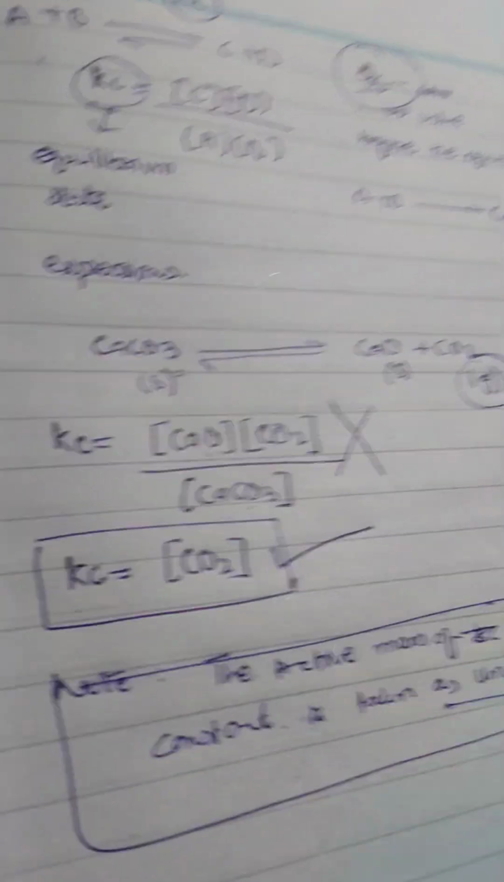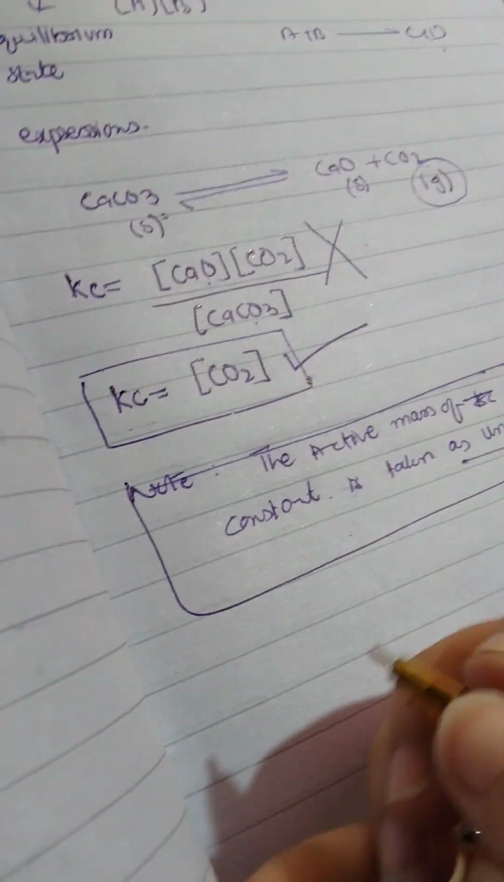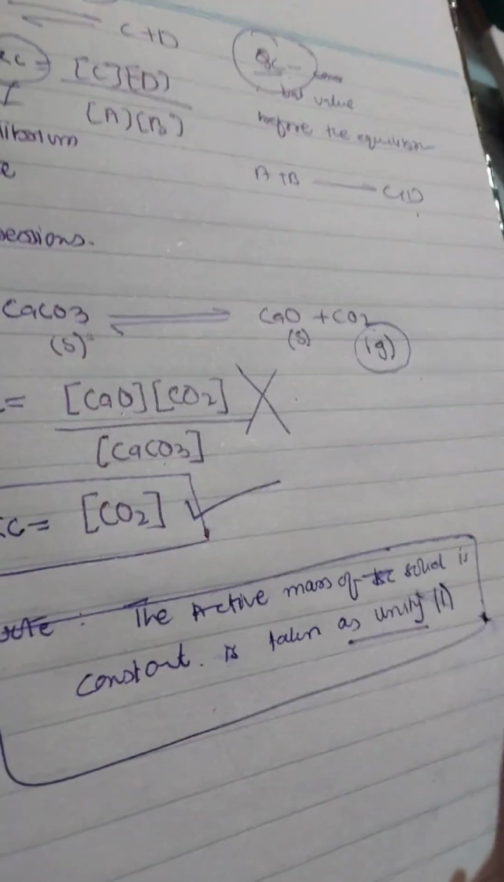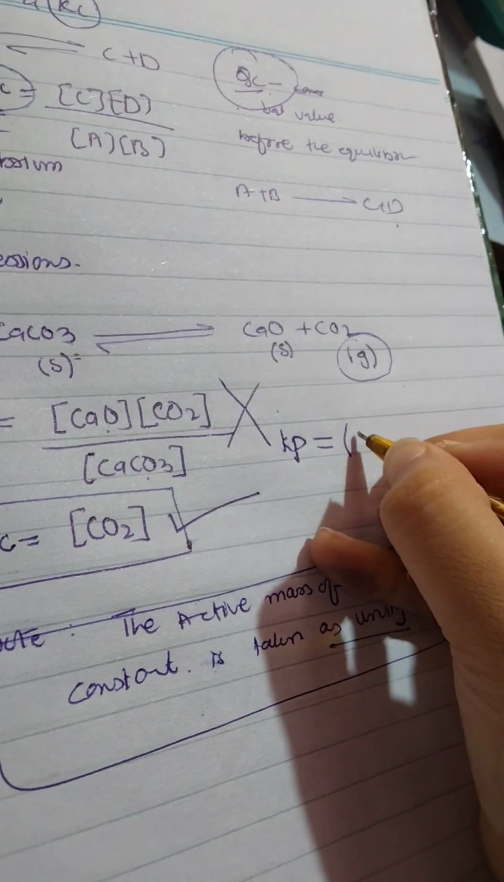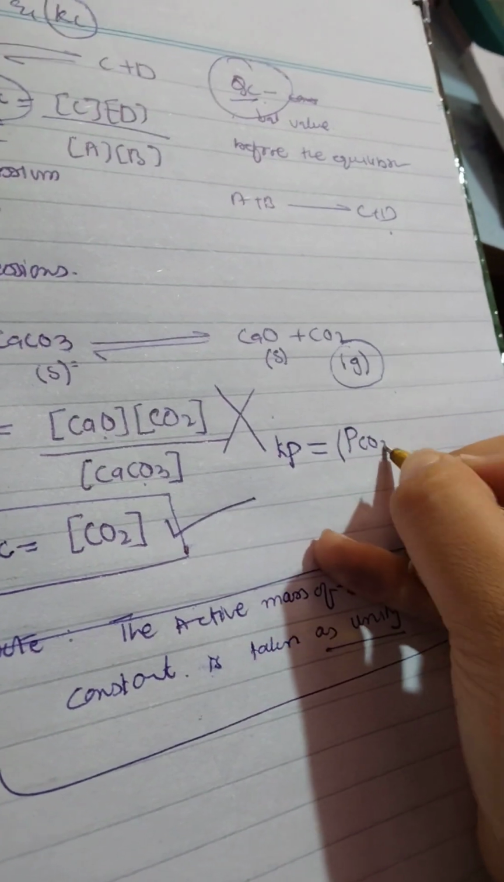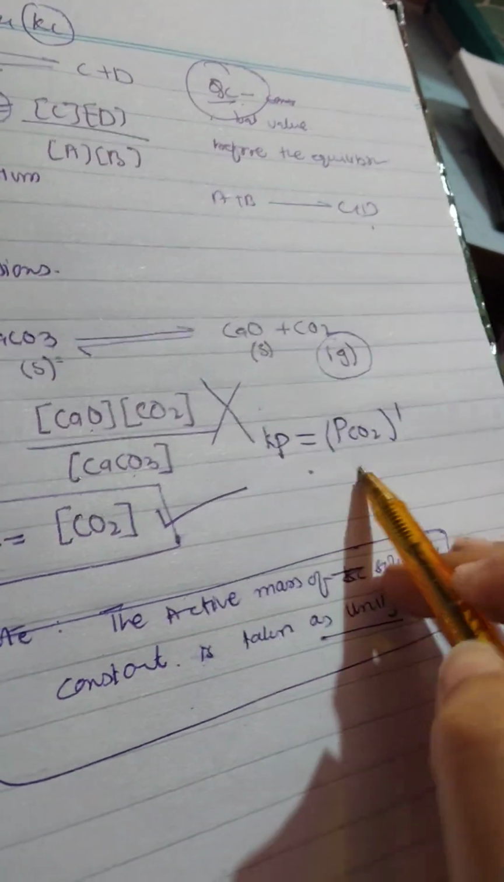So let us look at what the Kp of this will be. Kp will be basically PCO2. This will be the Kp.